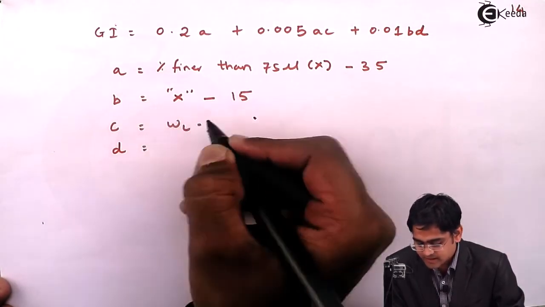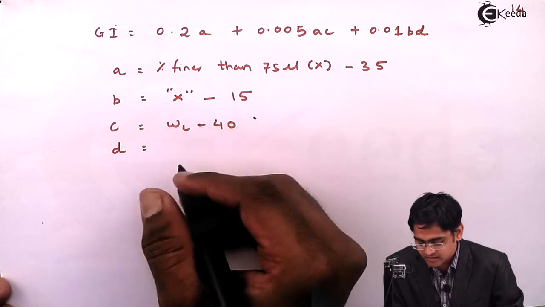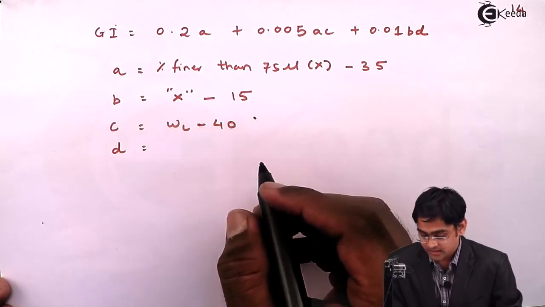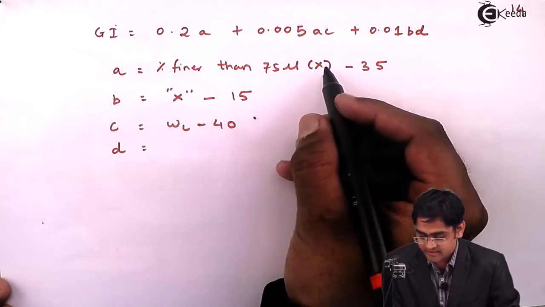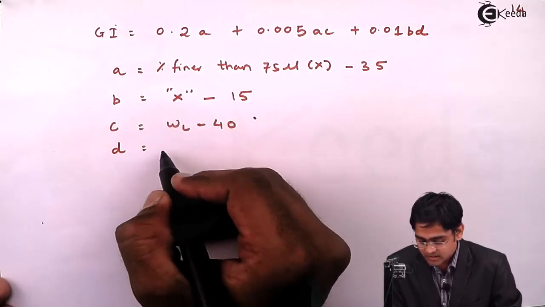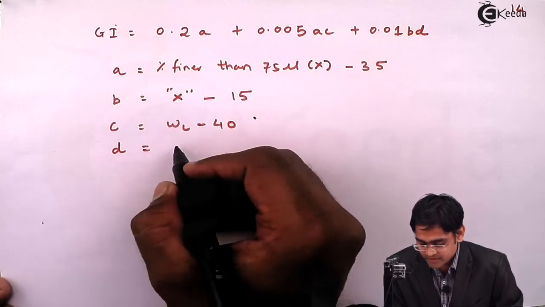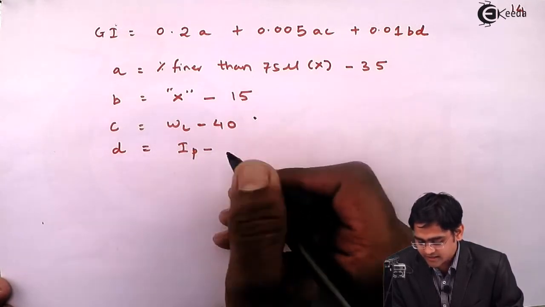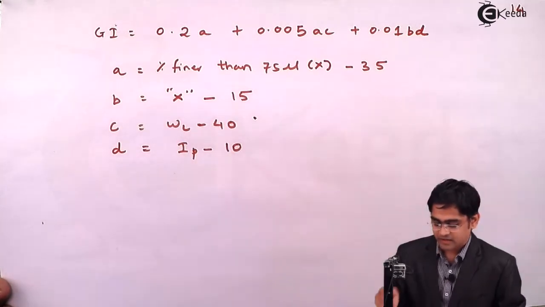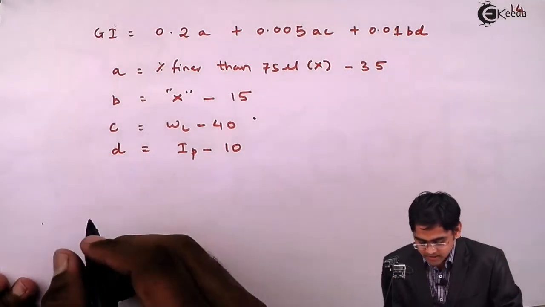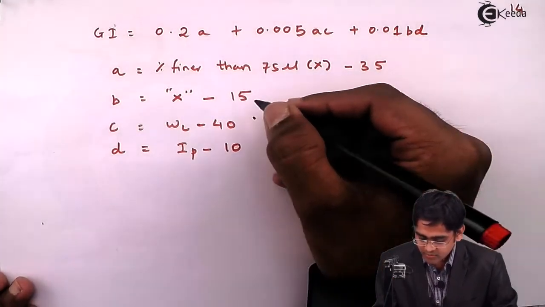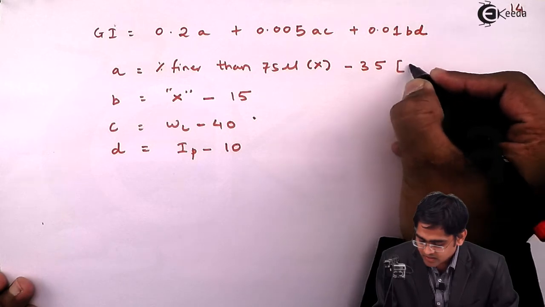is liquid limit in excess of 40%. This is 40%. Remember, everything, X and all, is in percentage. Liquid limit, you need to put it in the percentage value, and for D it is a plasticity index in excess of 10%. So the limits for all these A, B, C and D are as follows.